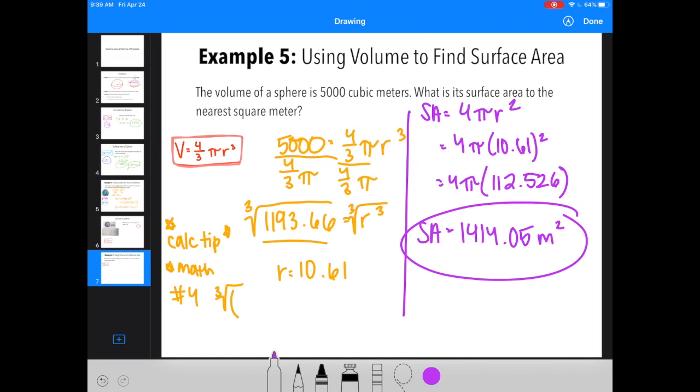So if you have one of these quantities, you can find the other because they are interchangeable as long as you can solve for r.